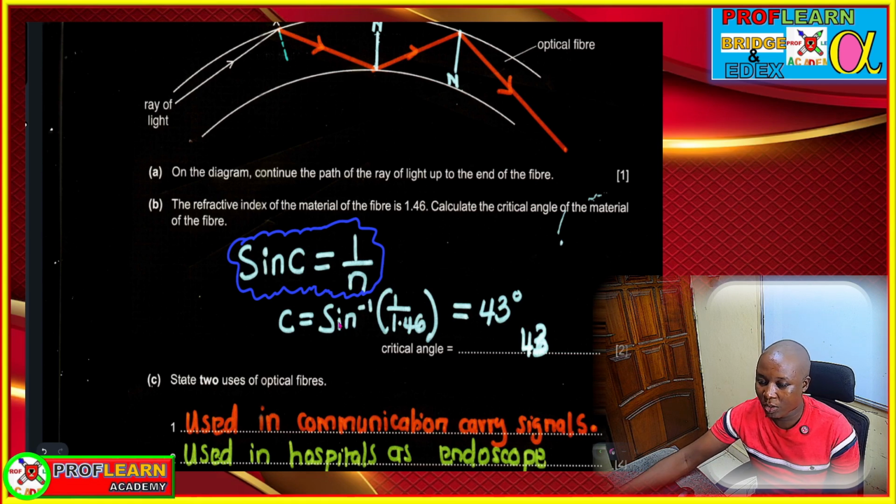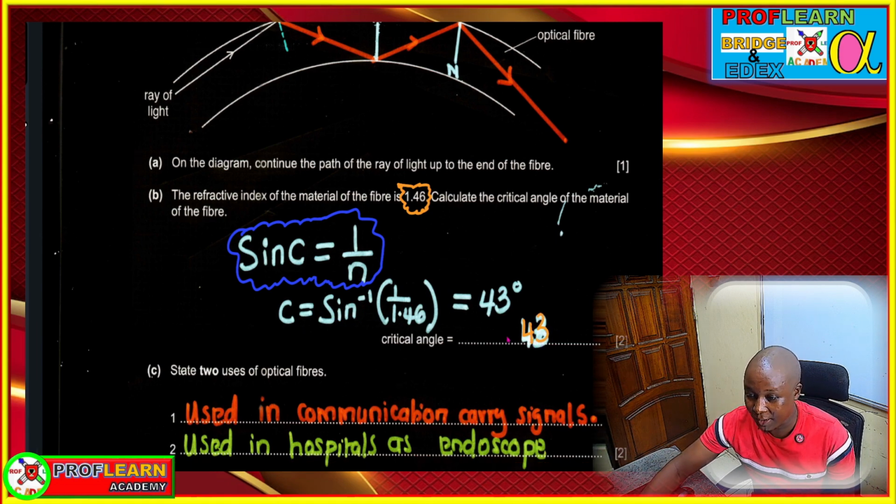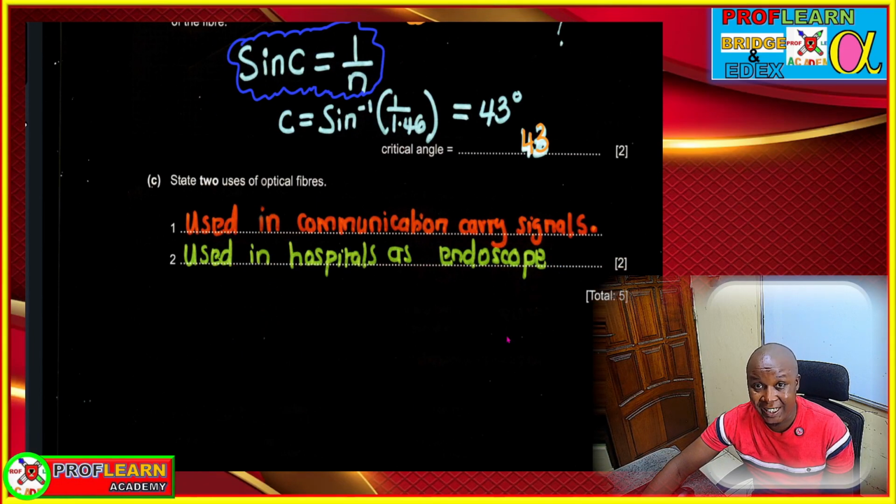And at that point, for us to find C, we're going to say sine inverse of 1 over the refractive index, which was given in this question as 1.46. So if you work it out, you are going to get 43 degrees, and we are going to write our answer there. Another concept that you may be asked is to state the purpose and the use of the optical fiber.